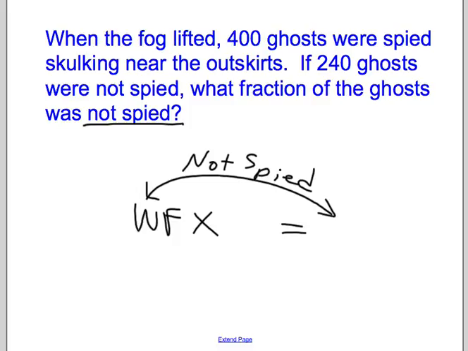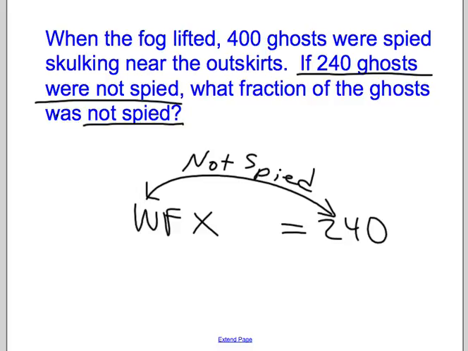That should have been "were" there as well, right? What fraction? Fraction would be singular though. I don't know. Anyway, are we given the number that were not spied in the problem? Yeah. What's the number that were not spied? 240. 240 ghosts were not spied. So that's going to go opposite the fraction.